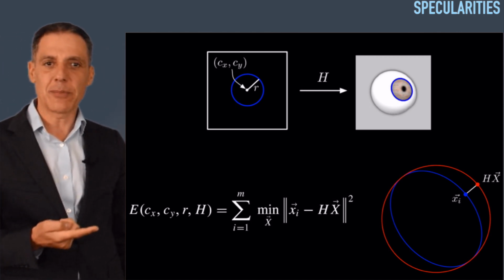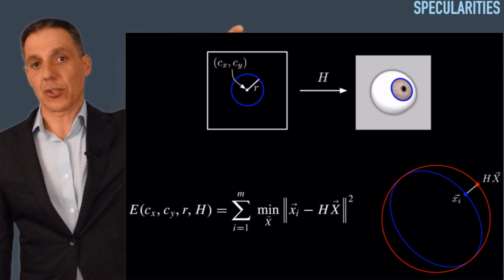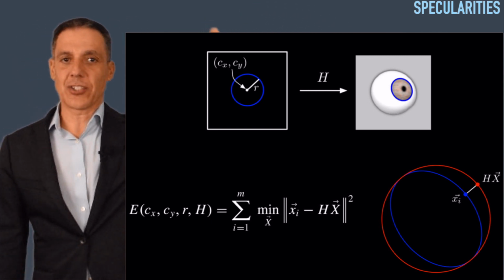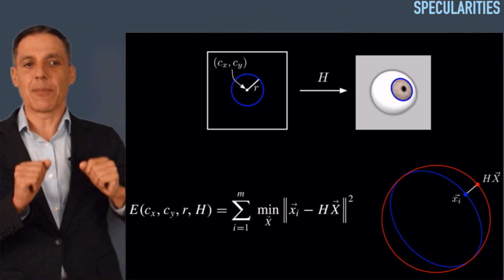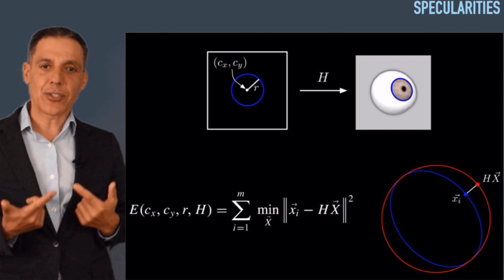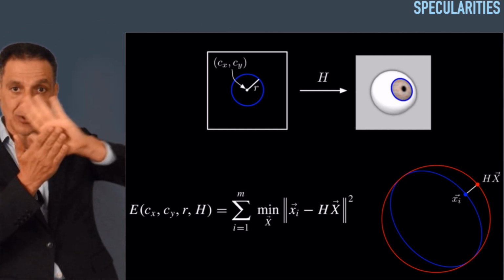It's a nonlinear minimization. I know that this shape in the image should be a circle. It should be a circle with center CX, CY, and radius R, and it's going to image to some ellipsoid. And I know that there is a transformation H homography, because that's now that circle lives in a plane.